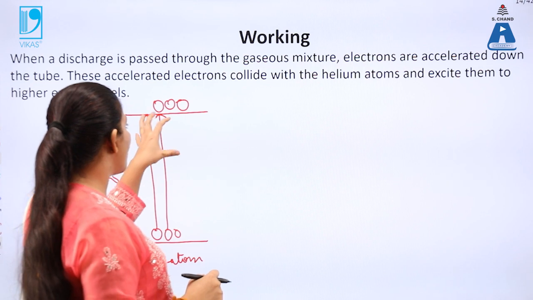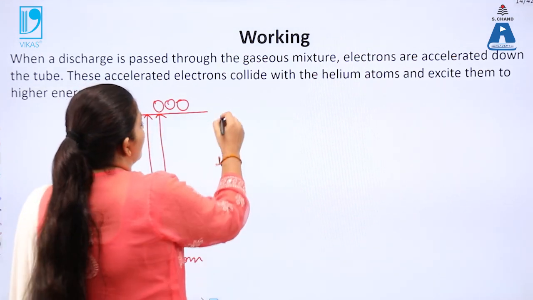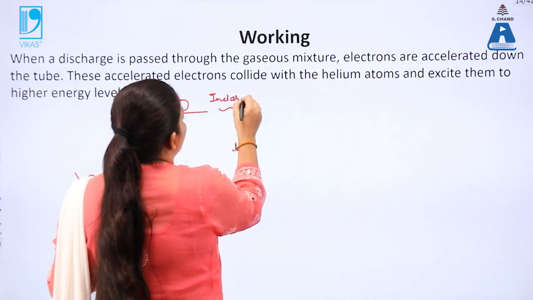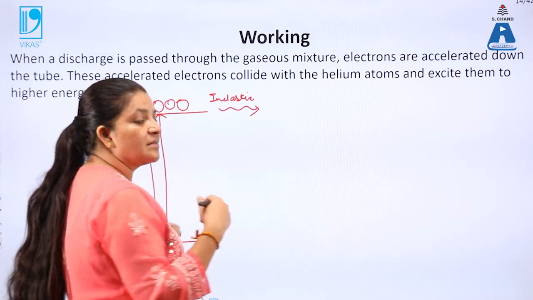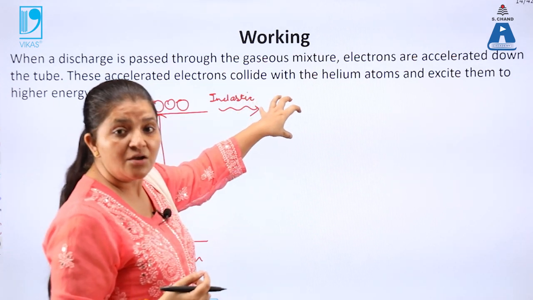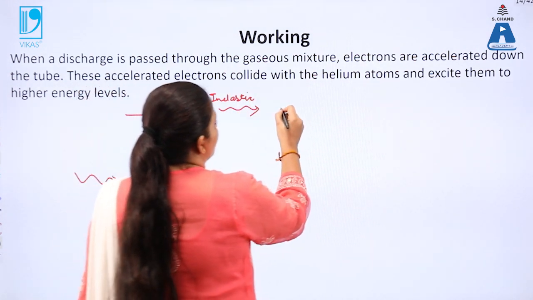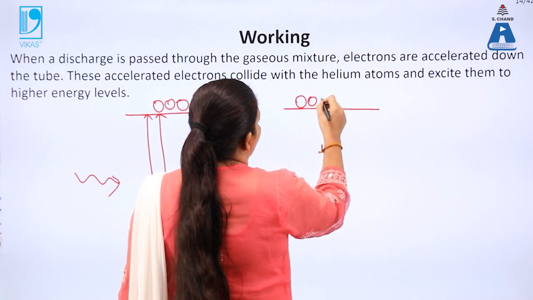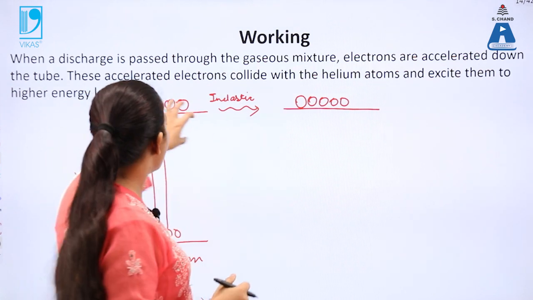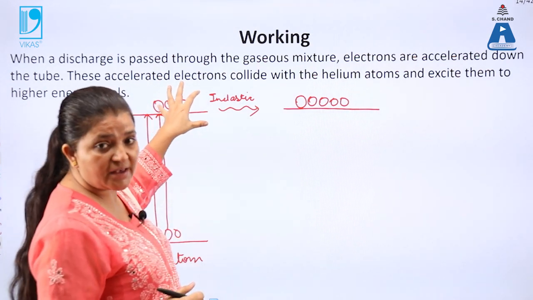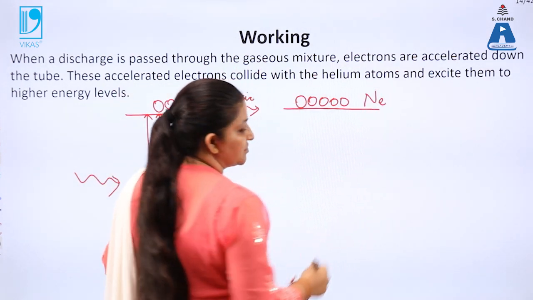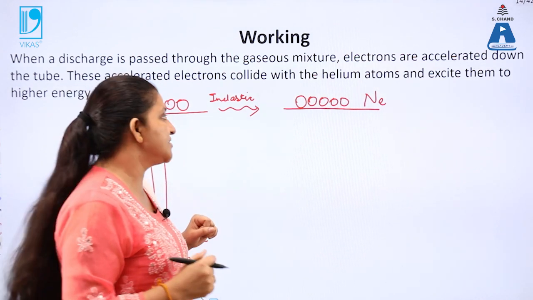Now the helium atoms have got sufficient energy. Then inelastic collisions occur between the helium atoms and the neon atoms. That means helium atoms will transfer their energy to the neon atoms. Then the neon atoms will be present in the excited state. The helium atoms, which are in the excited state, collide with the neon atoms and transfer their whole energy to them, so these neon atoms are now present in the excited state.